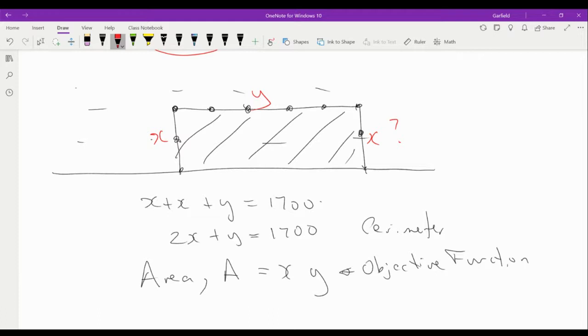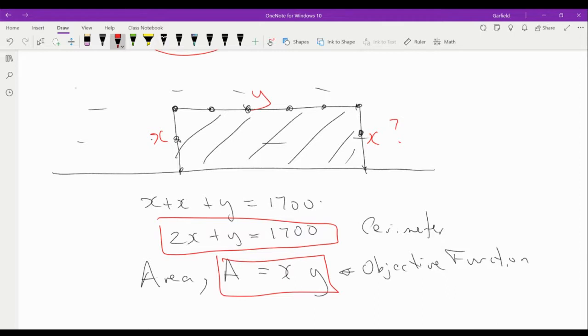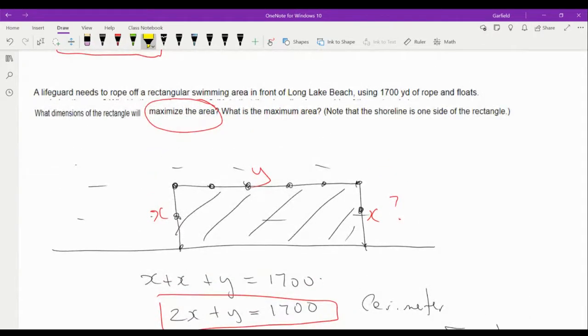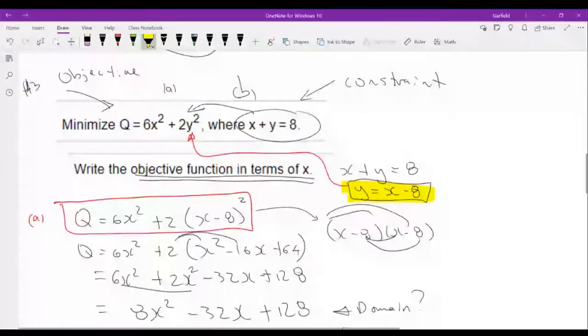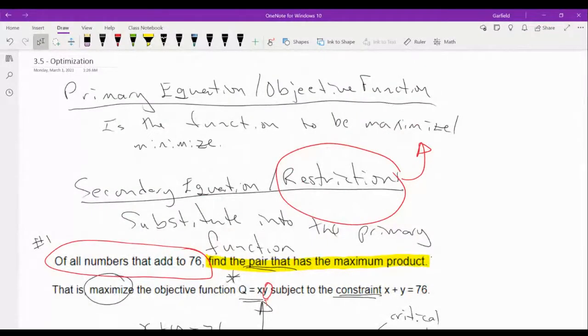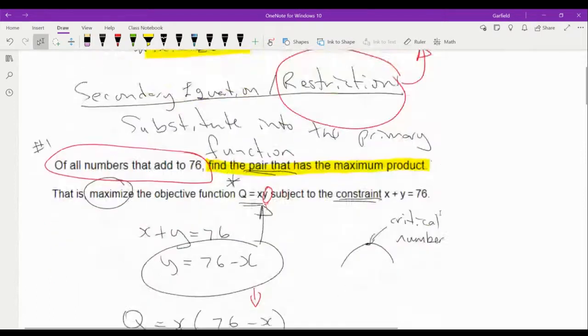All right. Do you agree with these two functions at least? Do these two functions make sense to you? One is for area and one is for perimeter. Okay. Now, if we go back to the question, notice it's asking us to maximize the area. If we go back up, all the way up, we were saying earlier today, the primary equation or the objective function is a function to be maximized or minimized. So the objective function is always to be maximized or minimized.